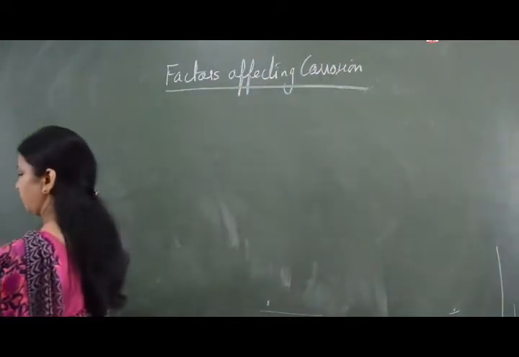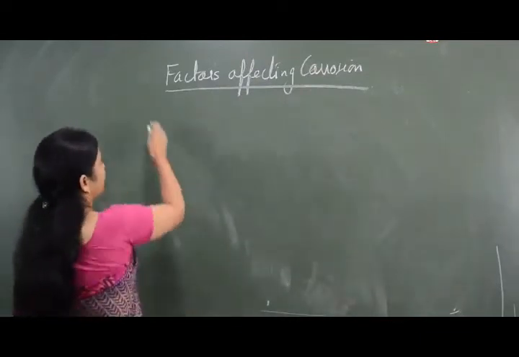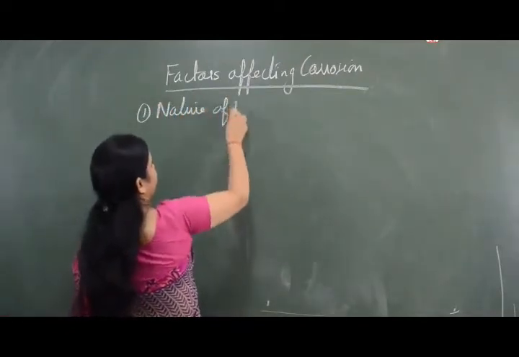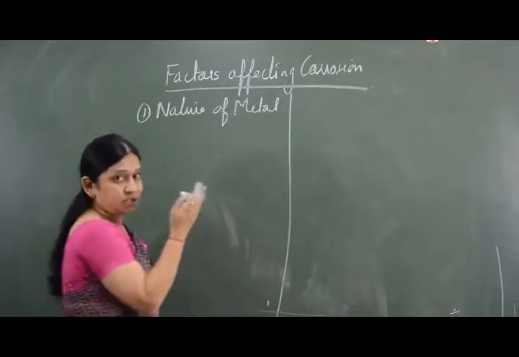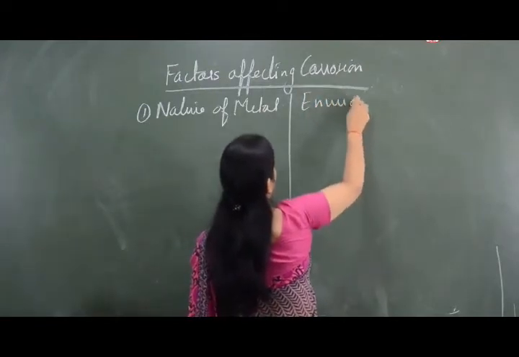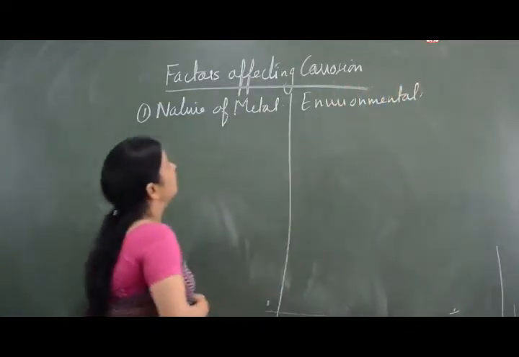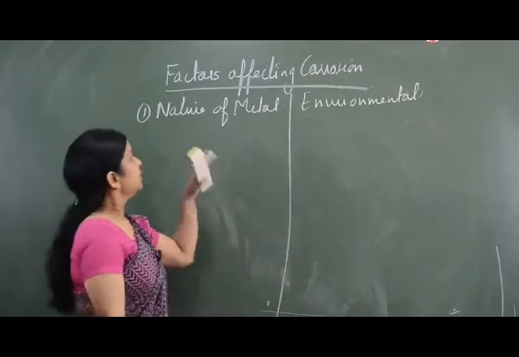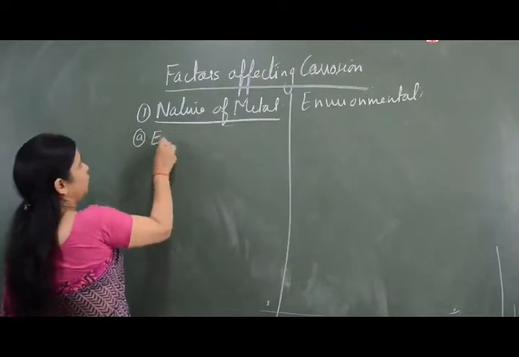The factors which affect corrosion are of two types. First is the nature of metal, and the second factors which are going to affect corrosion are environmental factors. Now first we consider the nature of metal. The first under this is electrode potential.